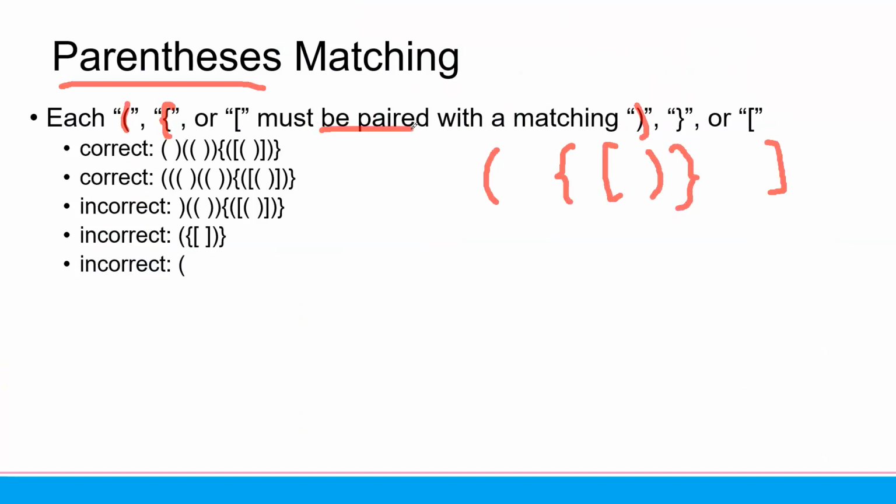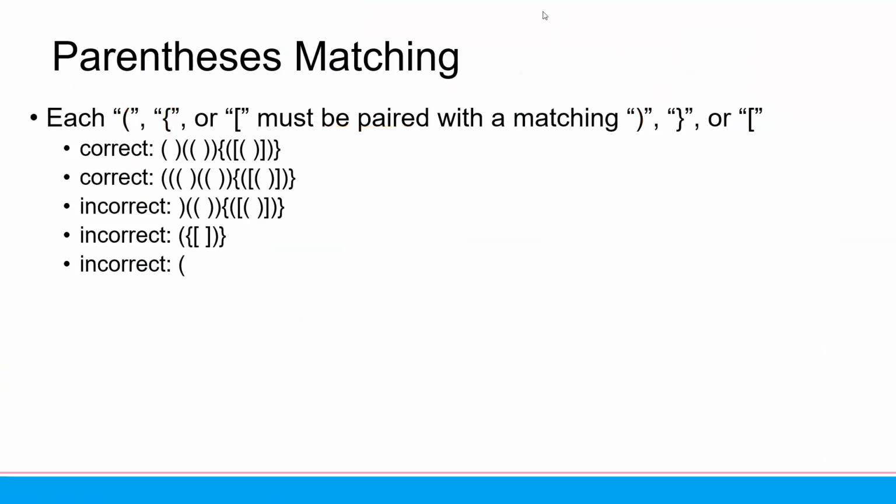It means this one should have this one. This one should have this one, and this one should have this one. So let's say this is an opening, this is an ending. Opening, opening, ending, ending. Opening, ending. Opening, ending, opening, ending, opening, ending. Okay, this is correct. But how can we check it with a stack?